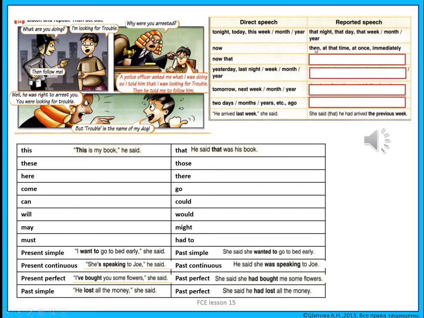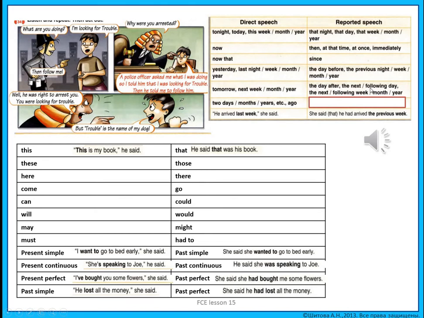You can choose one word. Okay, now, then, it's okay. Now that we change into since. Yesterday we change into the day before, the previous night, etc. Tomorrow we change into the day after, the next, the following day. Two days ago, we change ago into two days before. Here's an example. "He arrived last week," she said. She said that he had arrived the previous week.